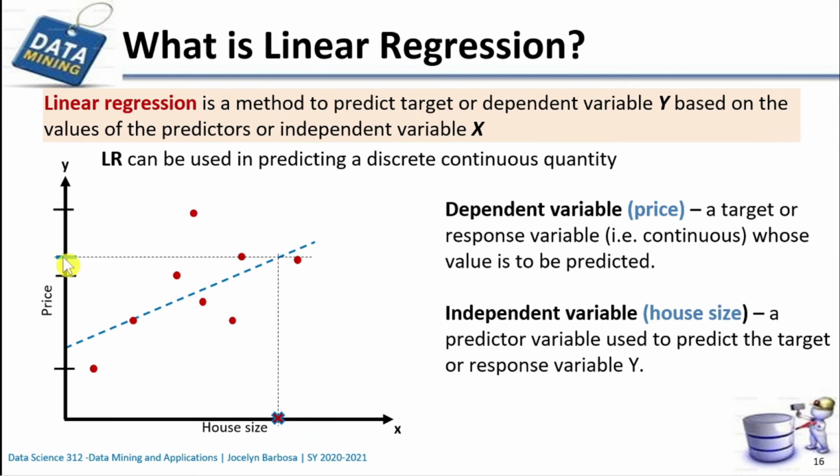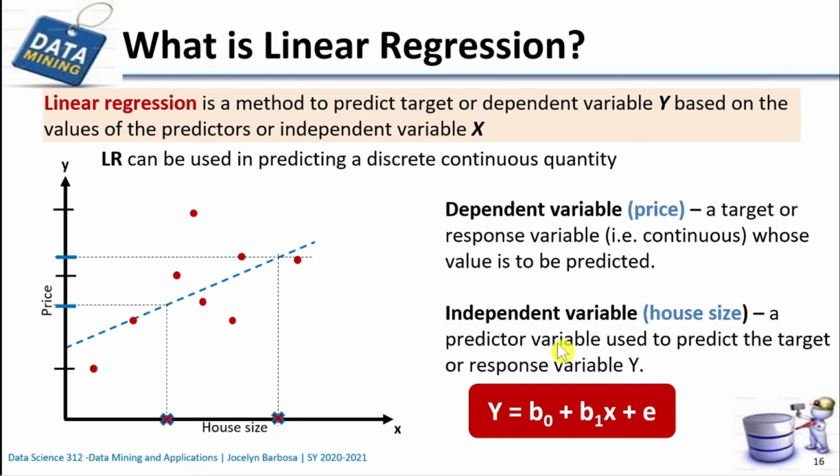Then the price of the house can be predicted with this value. And if the size is smaller, then the price is also a little bit lower. That means there is a positive correlation between the size and the price. As the size increases, it shows that the price also increases.